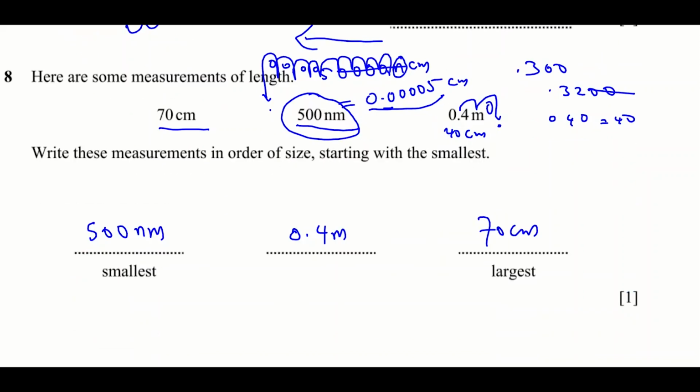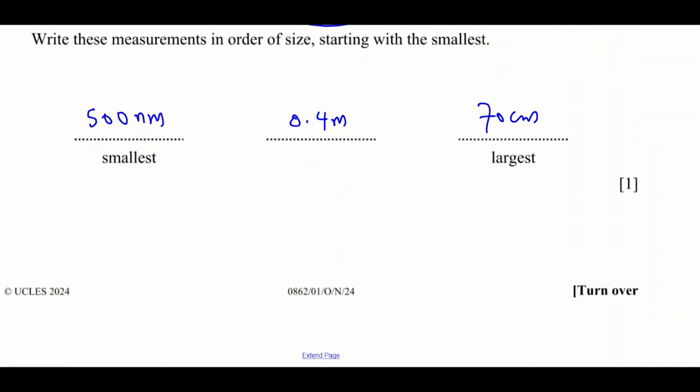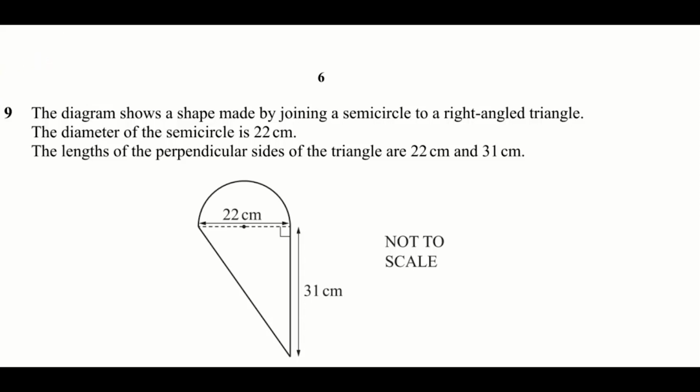So let's go to the next question. That will be question number 9. The diagram shows a shape made by joining a semicircle to a right-angled triangle. The diameter of the semicircle is 22 centimeters, as you can see from here. The lengths of the perpendicular sides of the triangle are 22 centimeters and 31 centimeters, this and this.